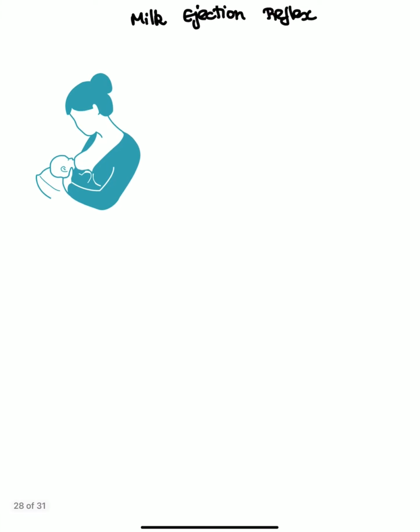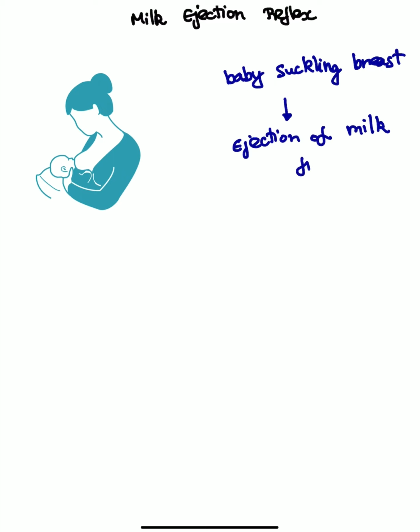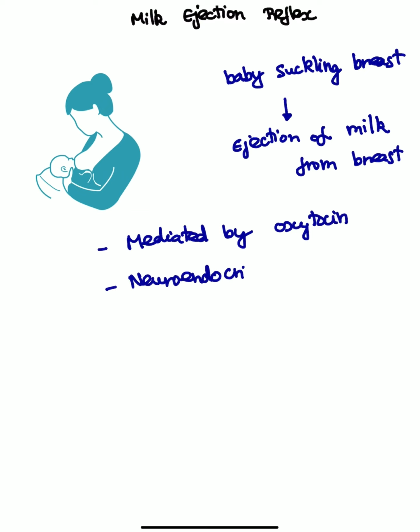What is milk ejection reflex? It is when the baby suckles the breast of the mother that leads to ejection of milk from the breast. So this reflex is mediated by oxytocin, and this reflex is an example of a neuroendocrine reflex. So why is it called a neuroendocrine reflex? That we'll know when we learn the pathway.